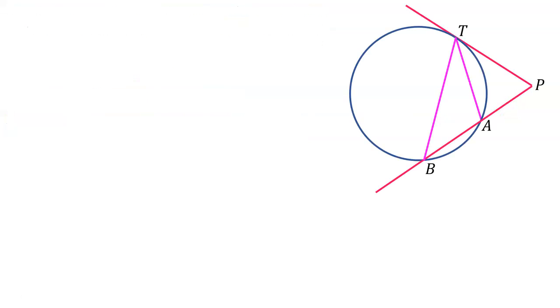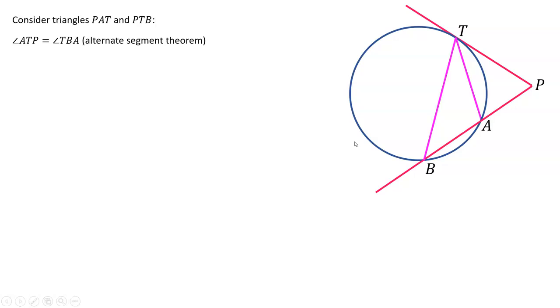Okay then, let's have a look at our last theorem here. So we're considering the triangles here, PAT and PTB. You can see here that PT is a tangent to the circle and PAB is a secant to the circle. Now I can say that angle ATP is equal to angle TBA using the alternate segment theorem that we looked at last lesson.